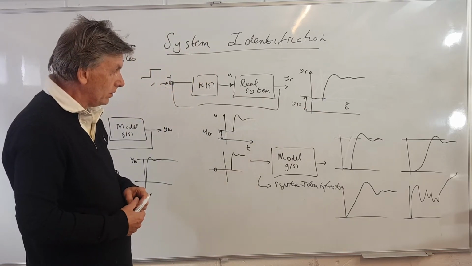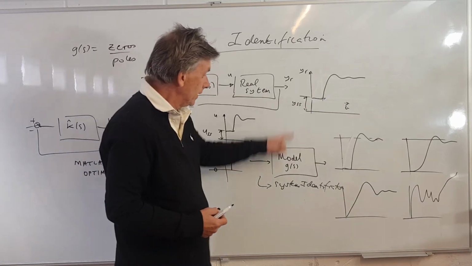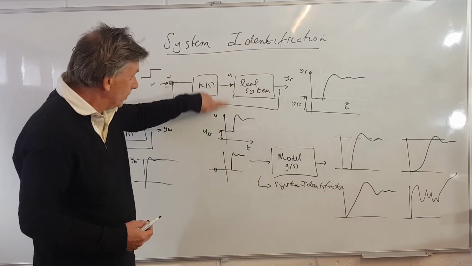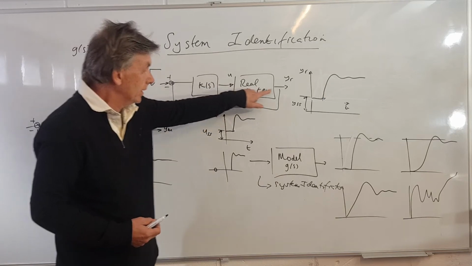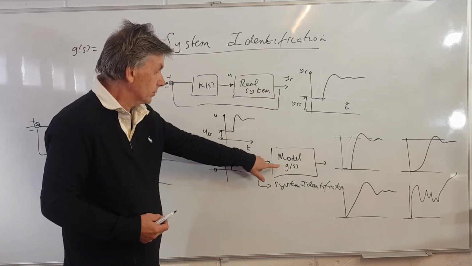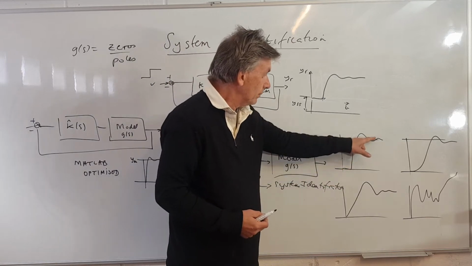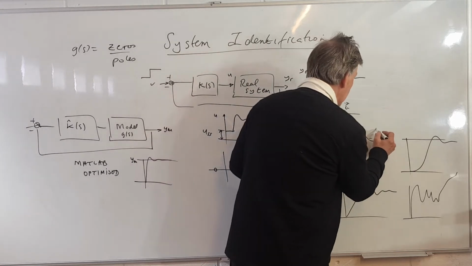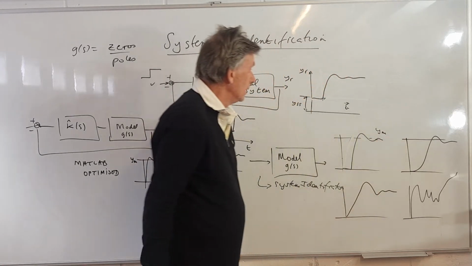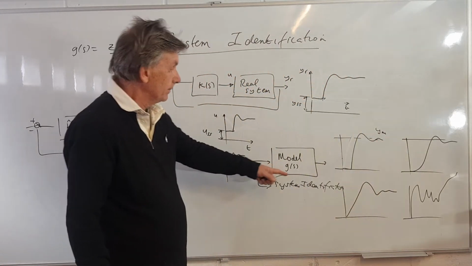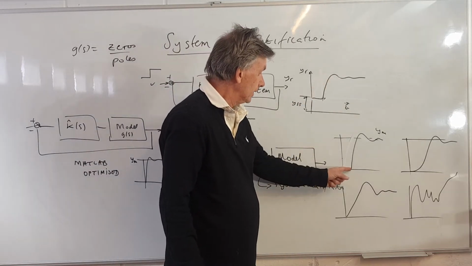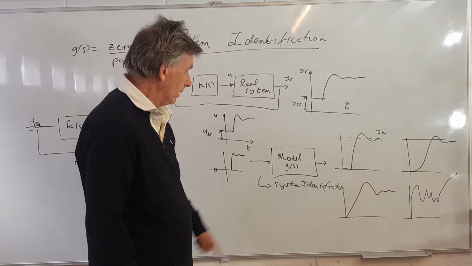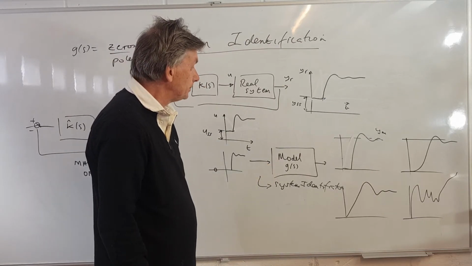The basic way it does that is it generates a model of the system. It takes the same input signal that you had in the real system and applies it to a model to give you a model output. So this will be, say, YR, and this will be YM. Now, if it's a really good model, the shape here will be exactly the same as this shape here. And at that point you could say, well, we've then got a good model for our system.